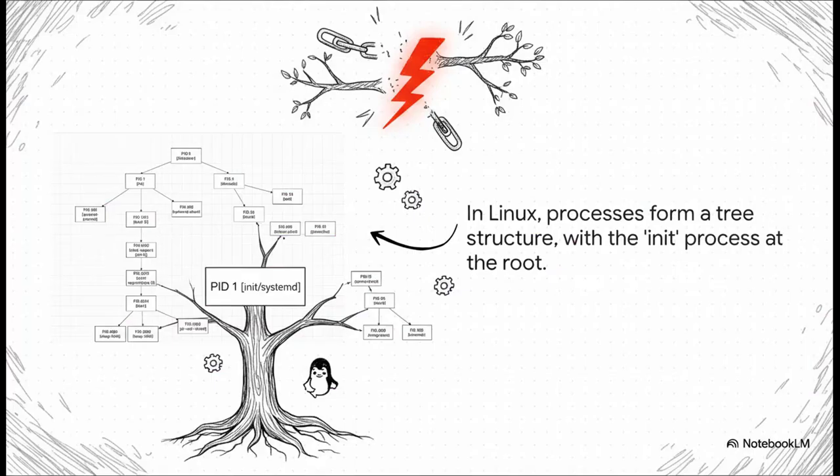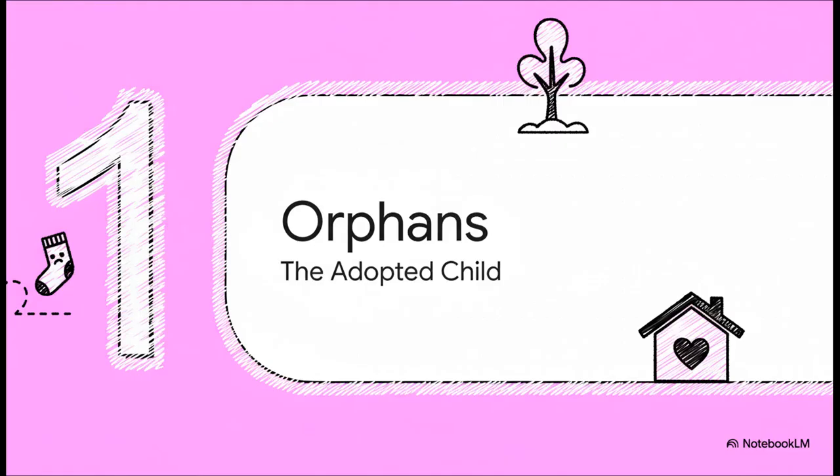This image right here really helps it all click. See, your processes aren't just in some random list. They form a hierarchy, a big family tree. And way up at the top, at the very root, is the first process the system ever starts, the one with process ID 1. We usually call it init, or systemd. It's basically the great-great-grandparent of every other process. But what happens when a branch on that tree breaks? Well, that brings us to our first special case.